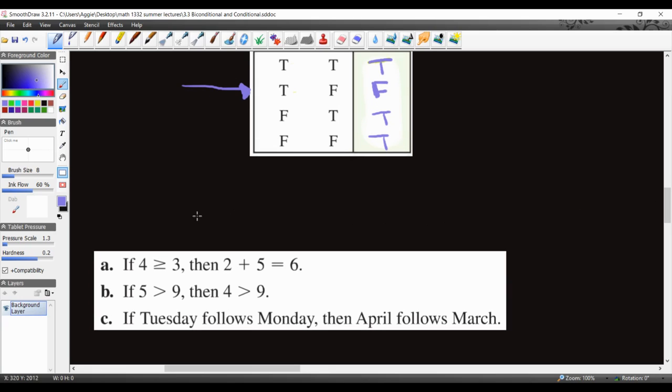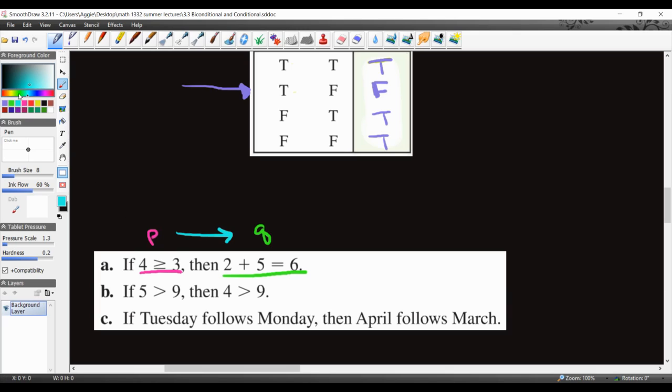We're going to determine if these are true or false. We're going to start off by underlining what's what. So remember, this one is your P: if 4 is greater than or equal to 3, then 2 plus 5 is equal to 6. This would be your Q. So we're saying P implies Q.